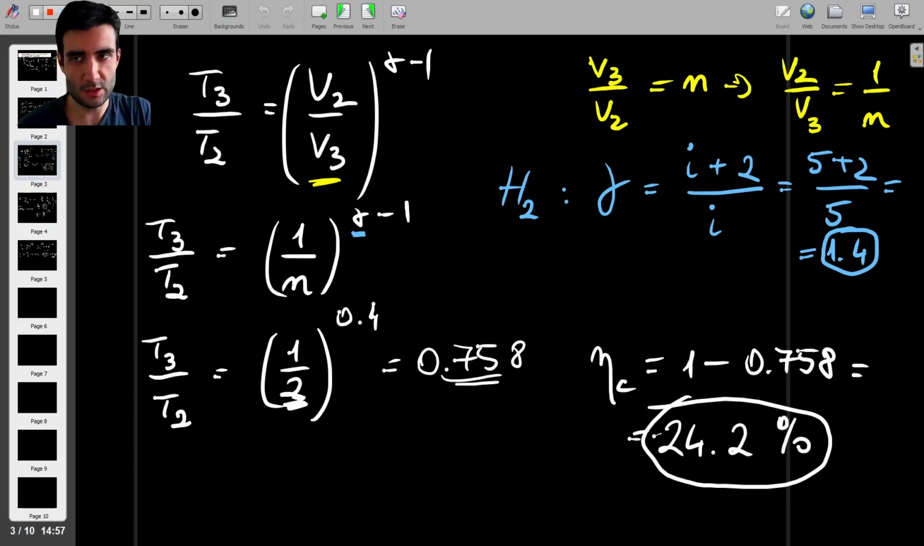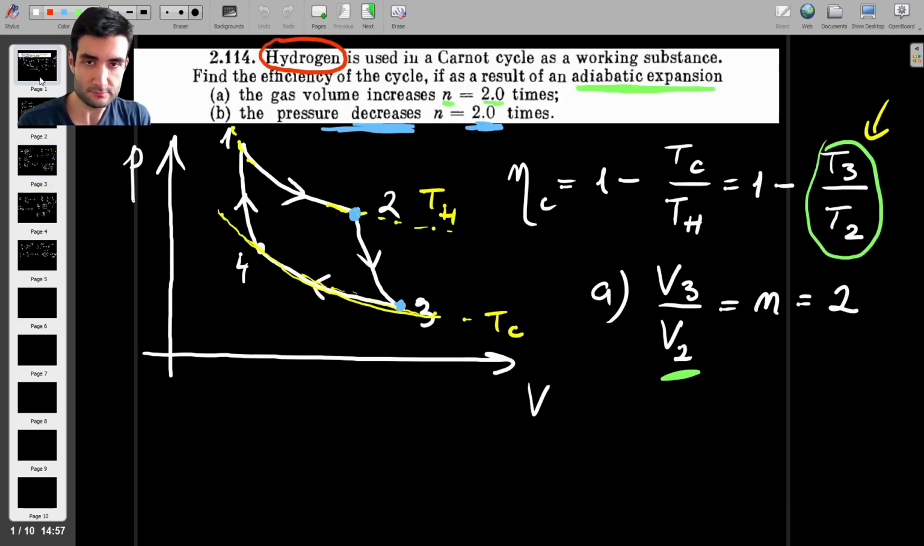So it turns out that, again, if you have an option to either expand the gas by a factor of 2, or if you can choose to instead decrease the pressure by a factor of 2, it's the first option that gives you a better efficiency. And that's the end of the question.